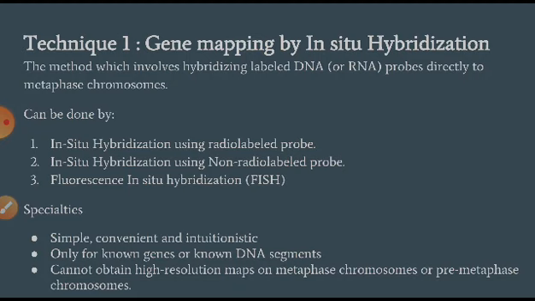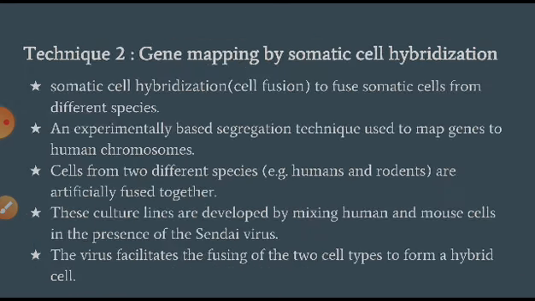Another is in situ hybridization using a non-radio labeled probe. So one is by radio labeled probe, one is non-radio labeled probe, and the third one is called fluorescence in situ hybridization, called FISH. Using the fluorescence technique, they will identify it. What is the specialty about it? It is simple, convenient, and intuitive, and we can apply it only for known genes or known DNA segments. You cannot obtain high resolution maps on metaphase chromosomes or pre-metaphase chromosomes. So this is a limitation as well.